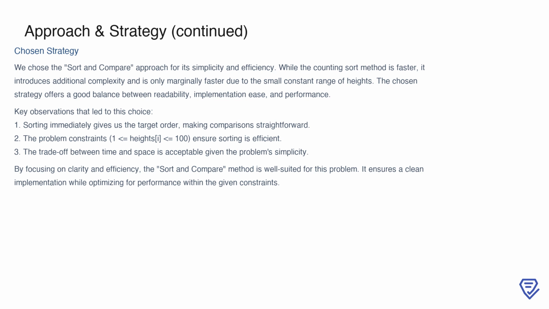With the sort and compare method, we can quickly determine the target order by sorting the list, and the comparison step remains straightforward. The constraints of the problem, where heights are bounded between 1 and 100, ensure that the sorting step is efficient, and the trade-off between time and space complexity is reasonable. This strategy enables a clean and efficient implementation, making it well-suited for this particular problem while maintaining clarity for anyone reviewing or maintaining the solution.